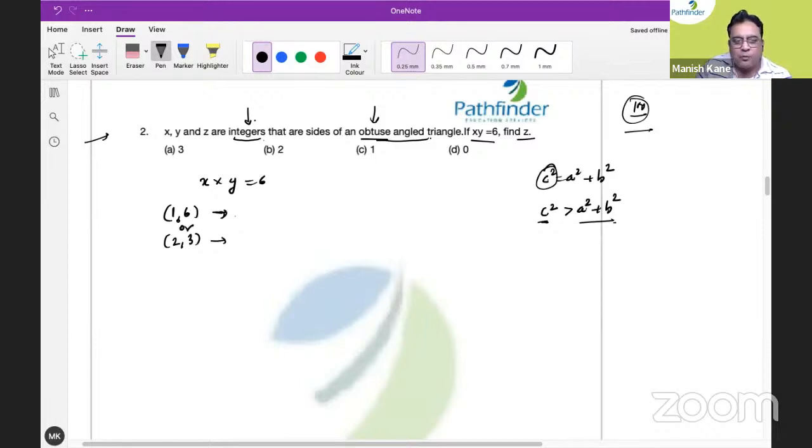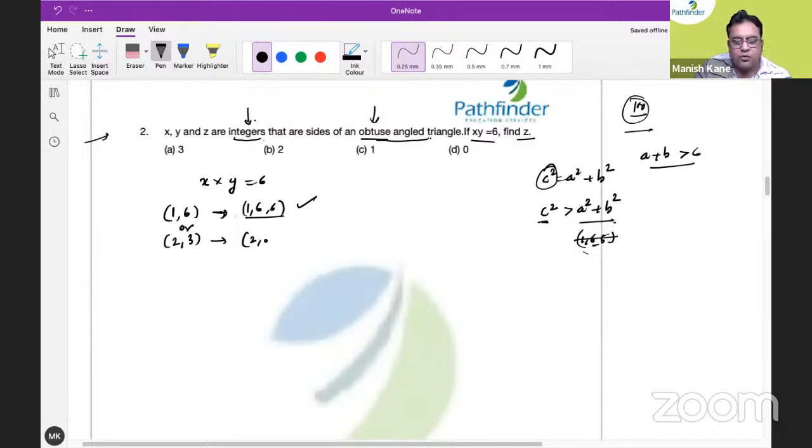So now let me see how many triangles I can make using the same property. I can have one triangle 1,6,6. Is there any other triangle which I can have with the sides 1,6? Can we have 1,6,5? We can't have 1,6,5 because 1 plus 5 is equal to 6. It does not satisfy the property that the sum of two sides is greater than the third side. So there can be only one possibility, 1,6,6.